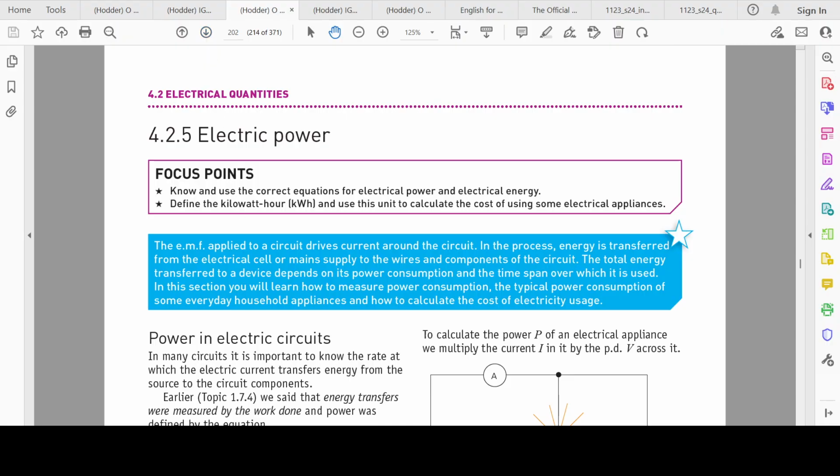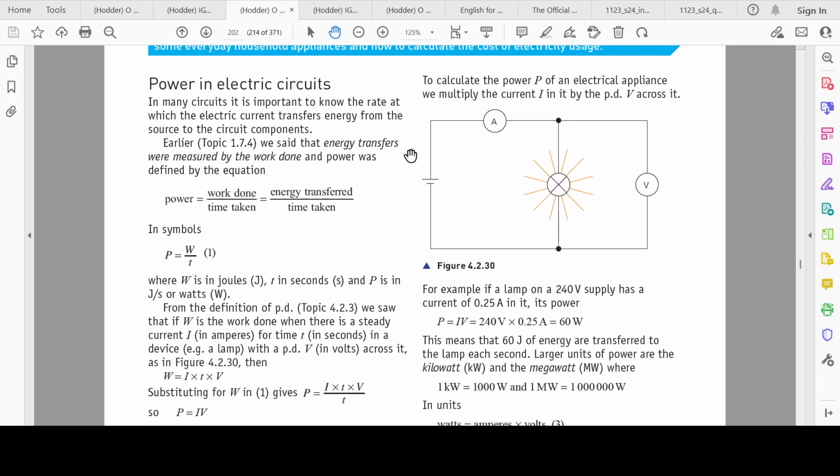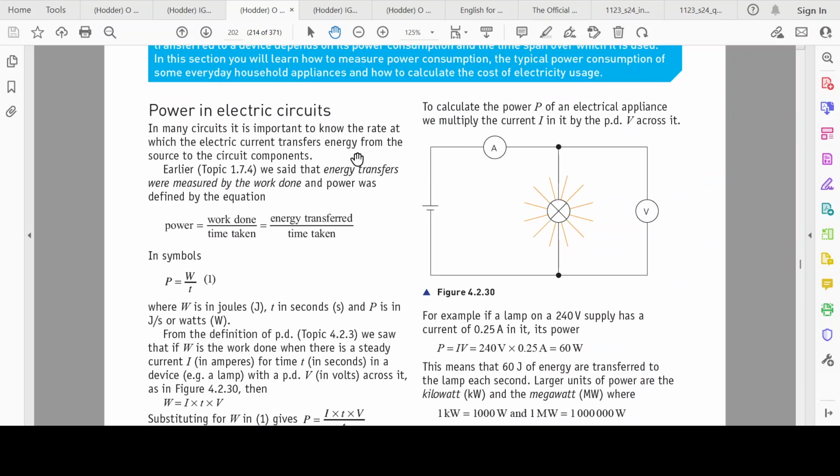Now that brings us to the end of the topic of resistance. Next up is electric power, which is relatively simpler, right?